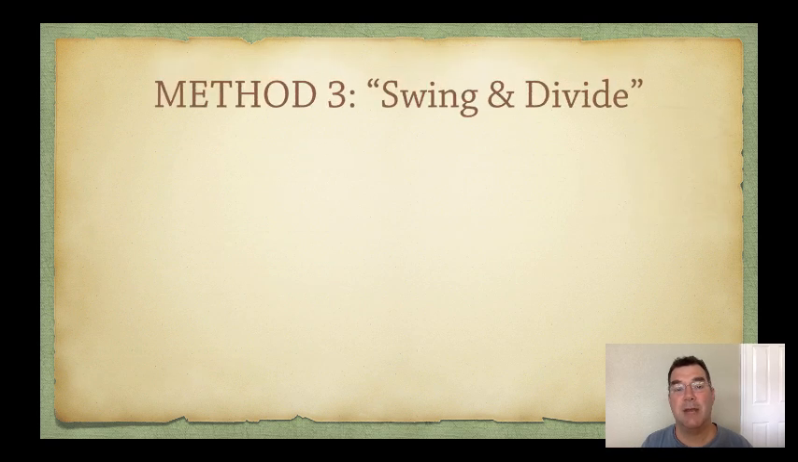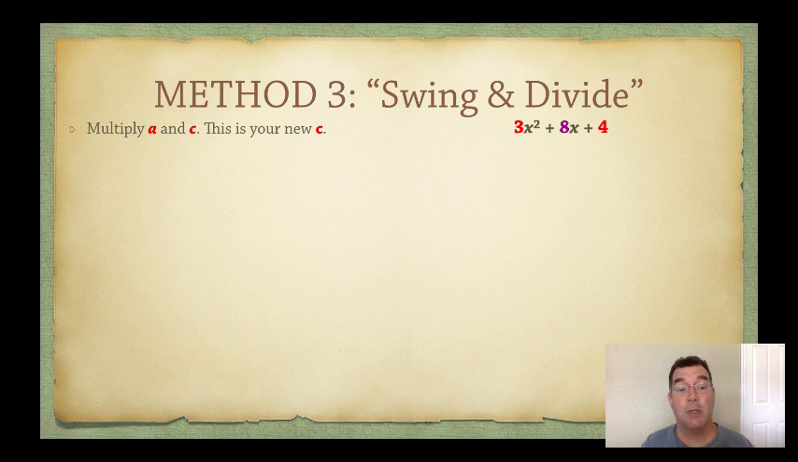Okay, the very last method I want to go over with you is called swing and divide. All right, I'll start with the first example that I've done for every other method, and hopefully I'll get the same answer. It's 3x squared plus 8x plus 4. Now what I'm going to do is create an entirely new polynomial, and I'm going to factor that in hopes of getting to my answer quicker.